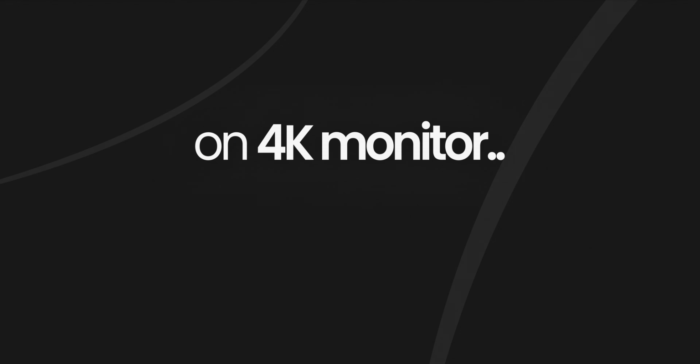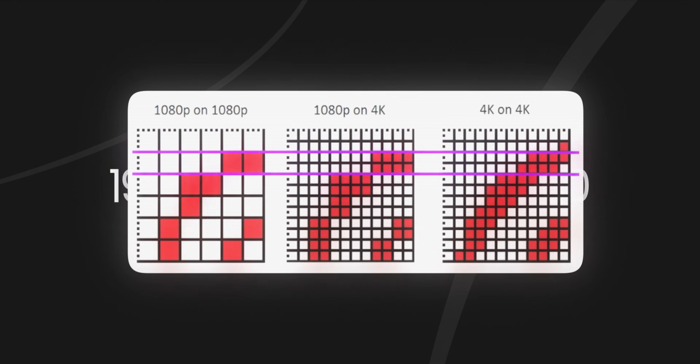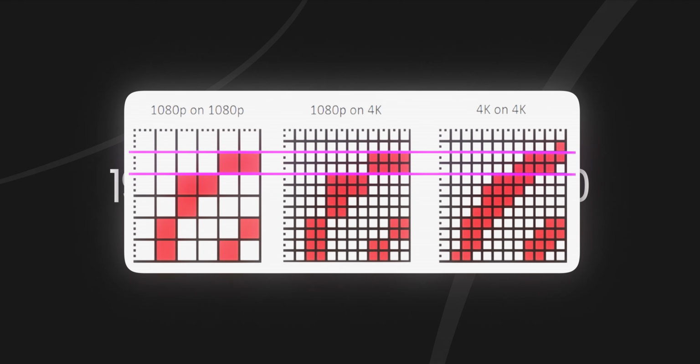But if you experience the same situation on a 4K monitor, you won't suffer image loss, because exactly 2 times 1080p is 2160p, or 4K resolution. This means the pixels divide perfectly.